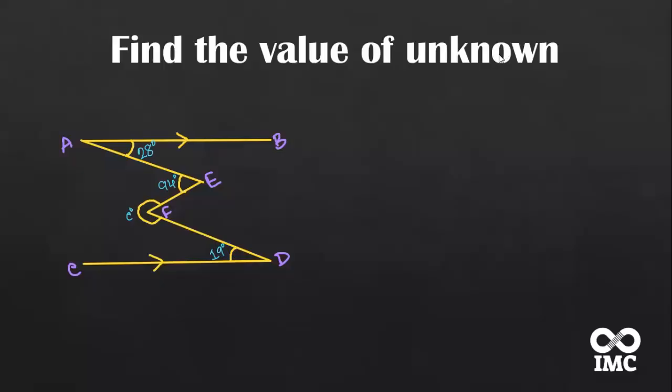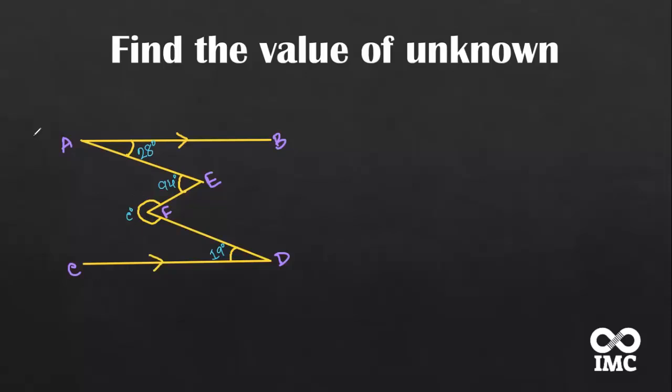This is a very important problem, so let's start to solve. Here we can say that AB and CD, these two lines are parallel. And here we will see that some angles are given. This one is 28, this one 94, this one is CD, and this one is 19 degree. So the question asked to find out the value of the unknown. That means we need to find out the angle CD.